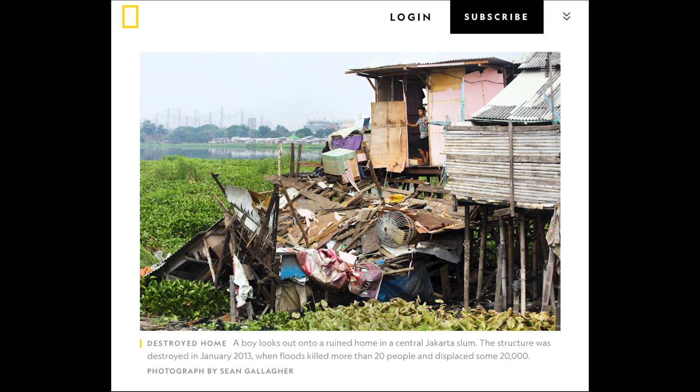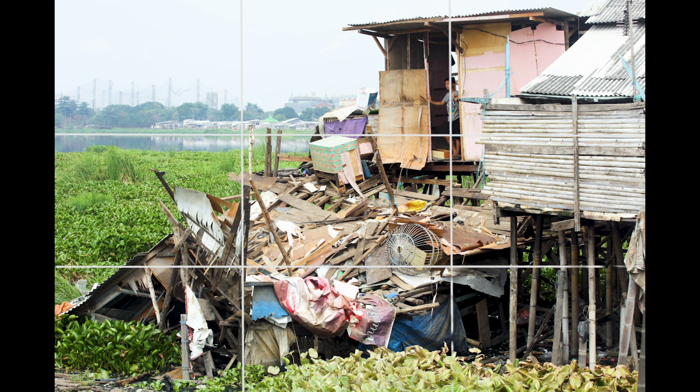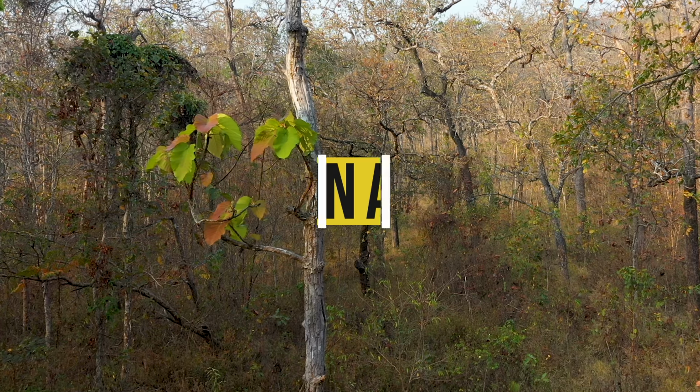I used the same technique in this image of a boy looking out onto his destroyed home after some flooding in Jakarta. I composed the frame to make sure I got all of the home and the damage in, then aimed to get the boy on the top right point for the rule of thirds. So even though it's a basic technique, it's really important to remember the rule of thirds because it often forms the basis of a great photo.